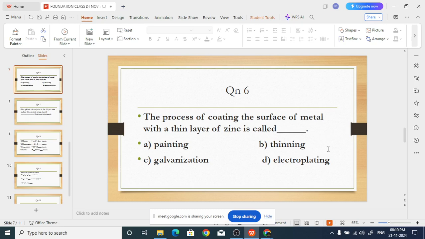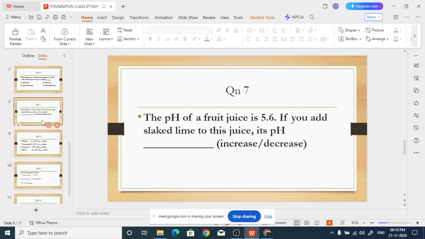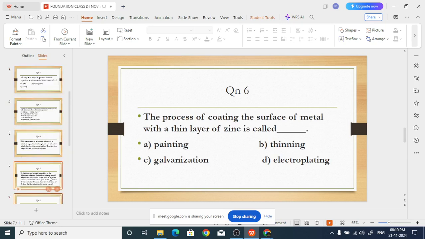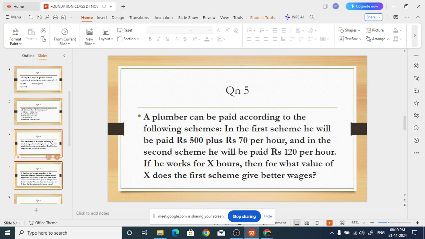The process of coating the surface of metal with a thin layer of zinc is called? Sir, is it galvanization? Yes, galvanization is the right answer. Okay, that is question number 6. Question number 7 we have seen, question number 6 we have seen, and question 5 and question 4.